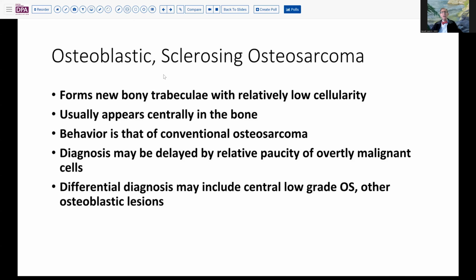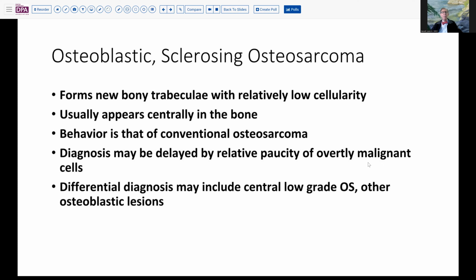Osteoblastic sclerosing osteosarcoma forms new bony trabeculae within the bone that often are relatively low in cellularity. This is not an uncommon appearance. This is a lesion that is usually central within the bone, and its behavior is that of a conventional osteosarcoma. It's a high-grade tumor. But, and here's the caveat and the challenge, from a pathologic standpoint, the diagnosis may be delayed if we ignore the radiographic appearance and are deceived by the relatively paucicellular stroma that we see associated with this osteoid and bone.